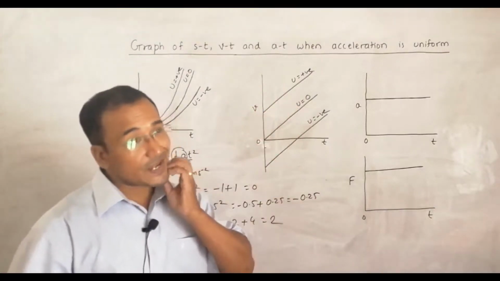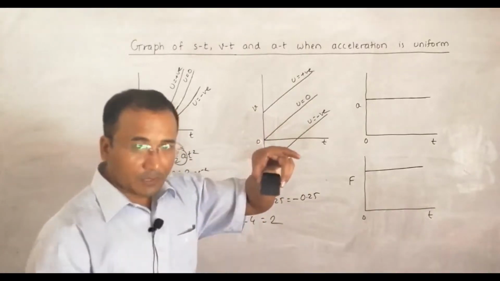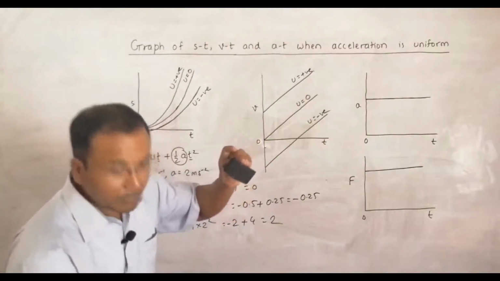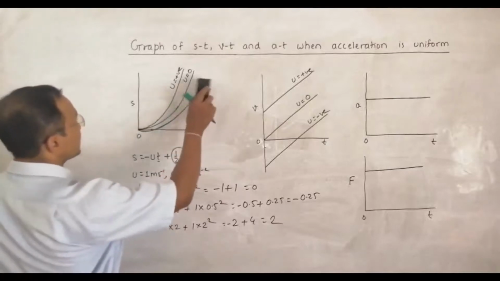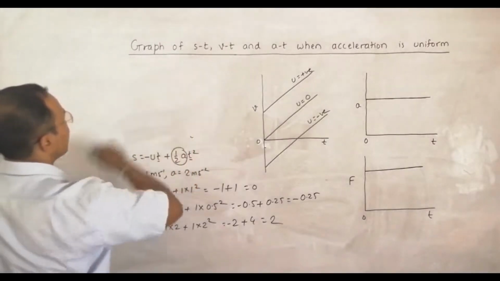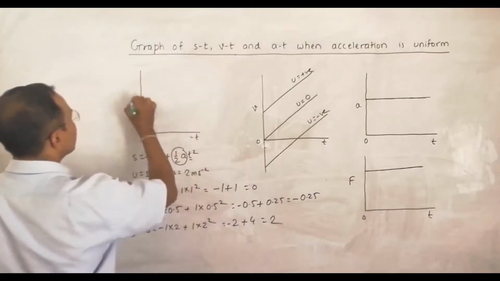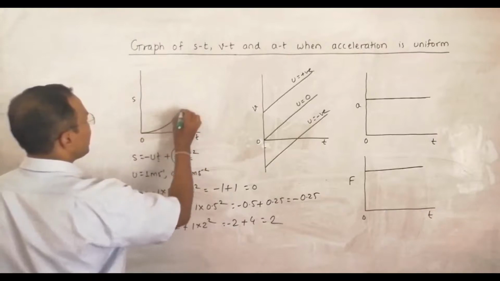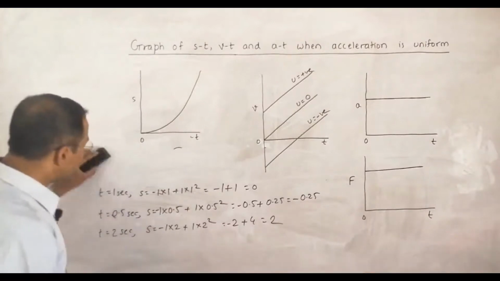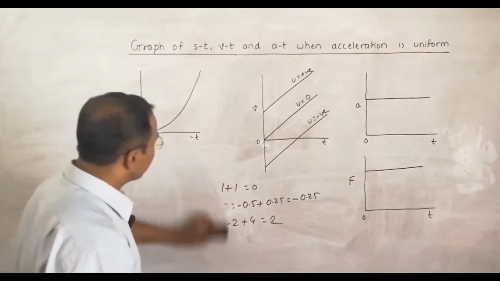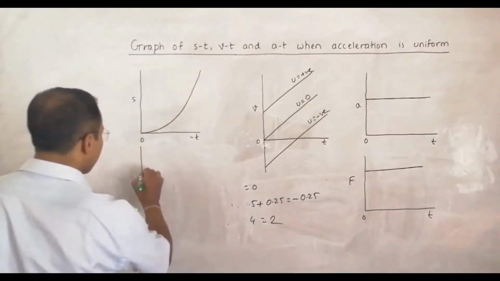Now when we say displacement, we count from here, we measure from here. But when we say height, we measure from below. So height goes on decreasing. If I have an s-t graph somewhat like this, then the graph of height should be the reverse of this. Reverse means it should be a flipped form of this graph, flipped along the horizontal axis. So it should be somewhat like this.